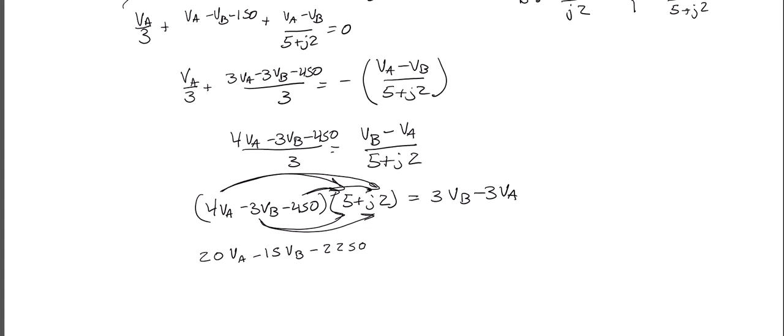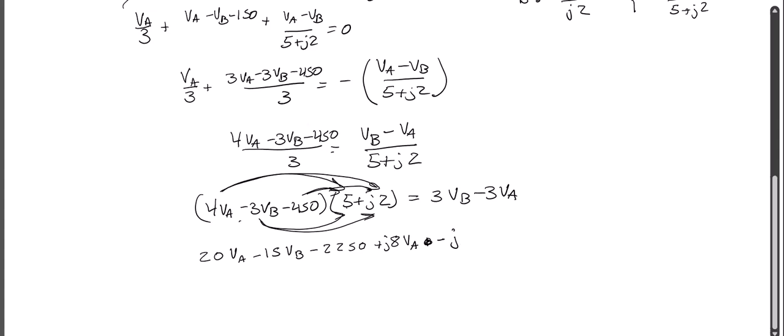I did 5 times each of these things, and now I'm going to do J2 times each of those things. Plus J8VA minus J6VB minus J900 equals 3VB. This is not B, this is VB. 3VB minus 3VA.